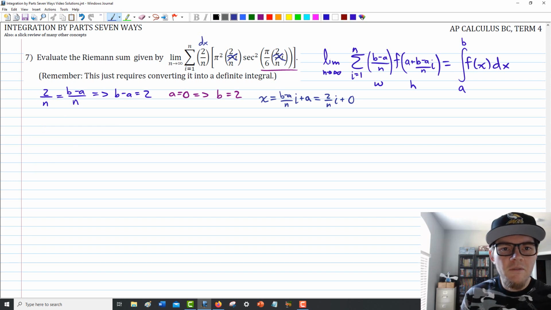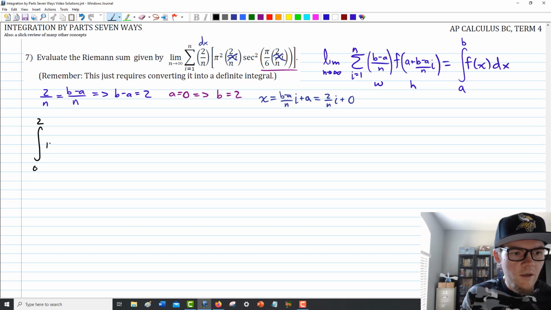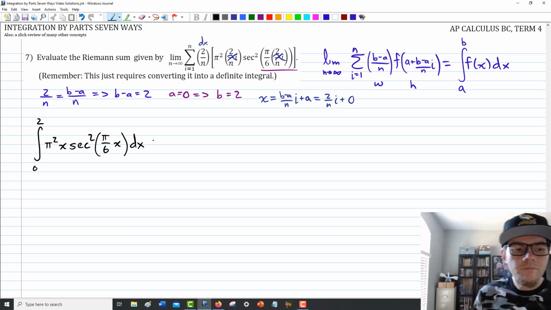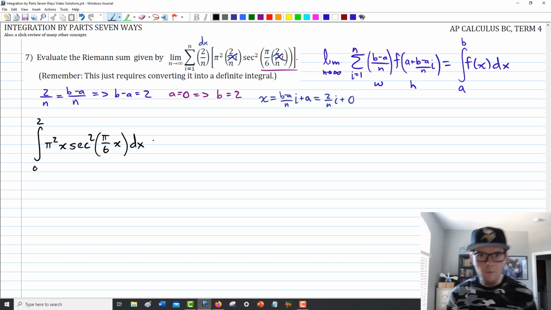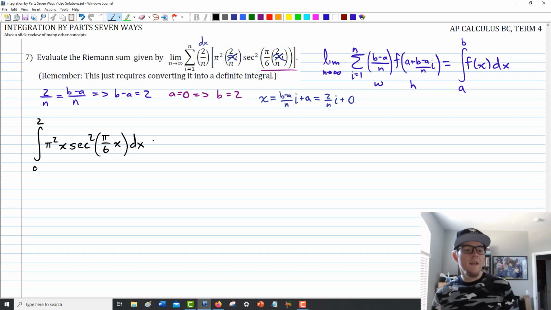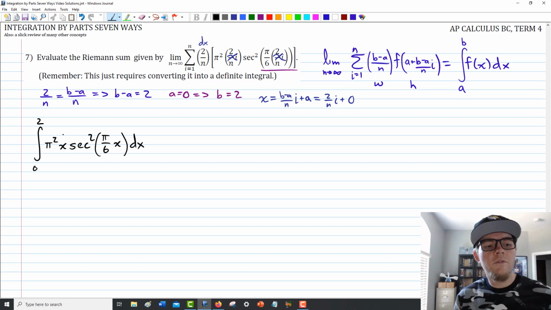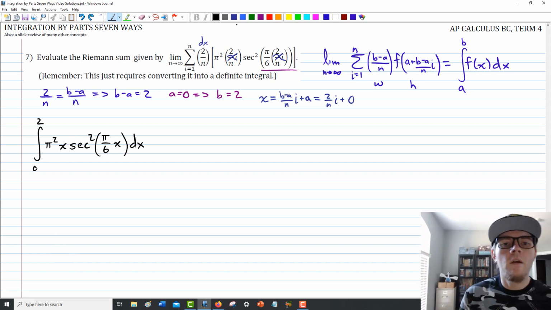It is my belief that this Riemann sum transforms into the definite integral running from 0 to 2 of, let's see if I do this right, pi squared x secant squared of pi over 6 x dx. So there is the integral that we're going to be working through in this problem. And it does look like integration by parts. Yeah, there's a few more pi squareds than we might expect, but there's a polynomial and a trig function.